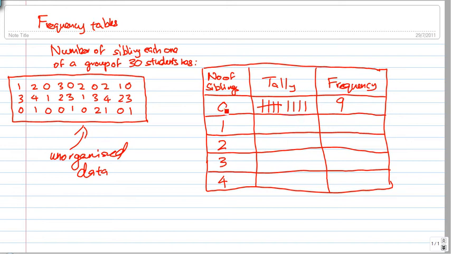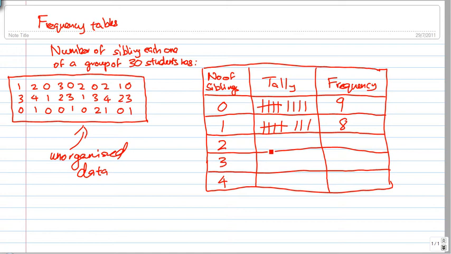Okay, what about the number of students who have got one sibling? Okay, we got 1, 2, 3, 4, 5, 1, 2, 3. So we've got 8.